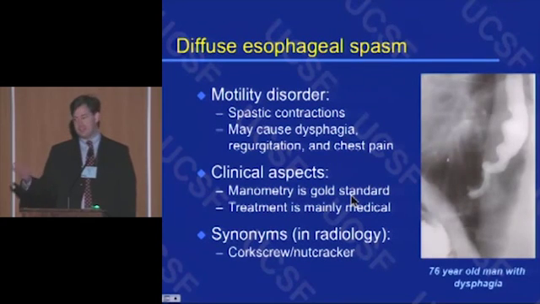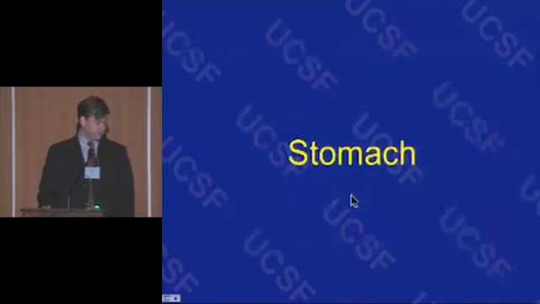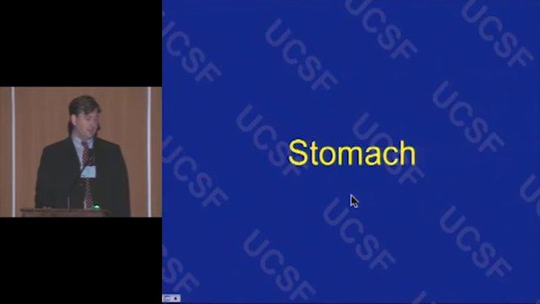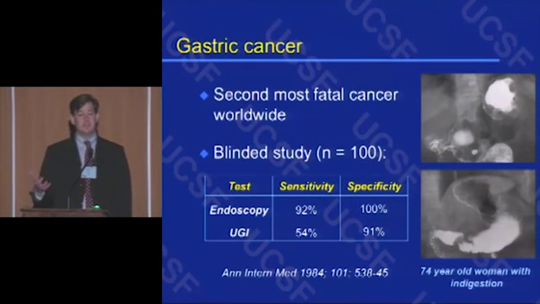Myotomy is the gold standard, that's how you diagnose it. So we moved through the esophagus and now down to the stomach. Whenever you see this, looking at the stomach, you always worry about gastric cancer. It's the second most fatal cancer worldwide.